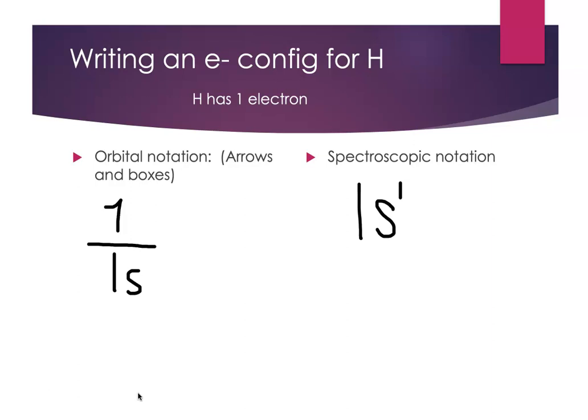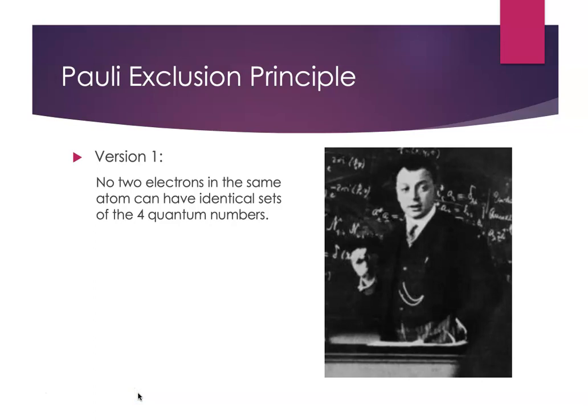That's great, but I can't do anything more until I have another rule. The next rule is called the Pauli exclusion principle. And when Wolfgang Pauli presented it, he did it in terms of quantum numbers.